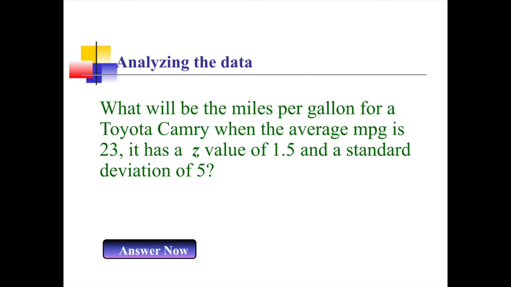So for this question, what will the miles per gallon be for a Toyota Camry when the average miles per gallon is 23? It has a z value of 1.5 and a standard deviation of 5. How would we do this?